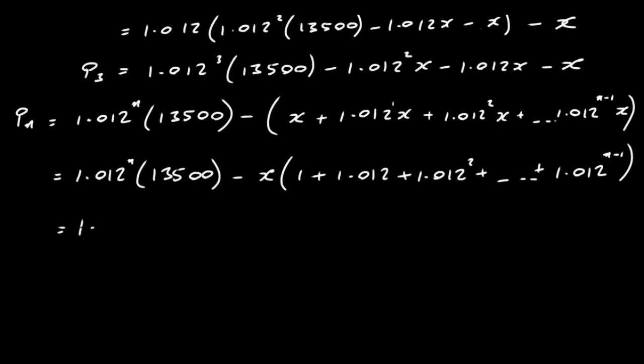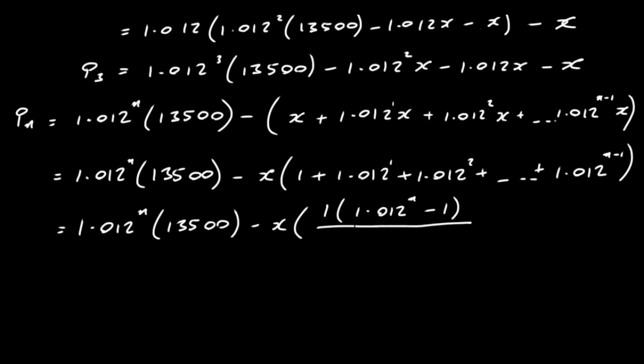Now what you probably noticed then, inside that bracket you've got a geometric series. So I'm just going to add that using the sum of a geometric series. There are n terms because you've got 1 here, you've got 2 here, and so on, and then n minus 1 here, but you've got this extra term here. So there are n terms. The first term is 1, so a is 1. I'm going to put r first, so it's r to the power of n. So our r is 1.012, to the power of n minus 1.